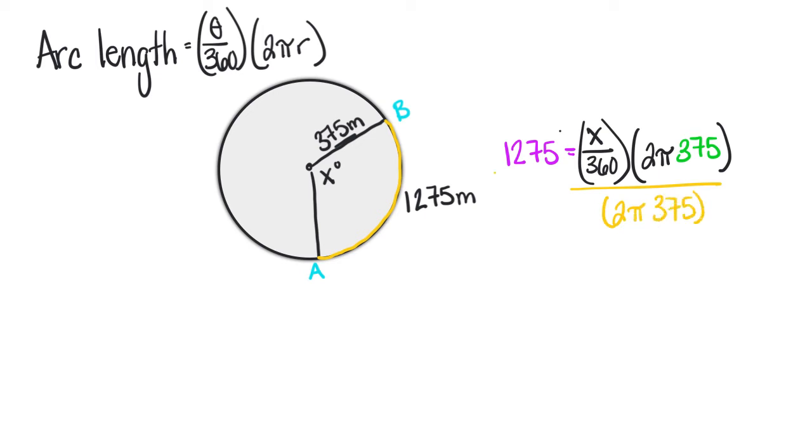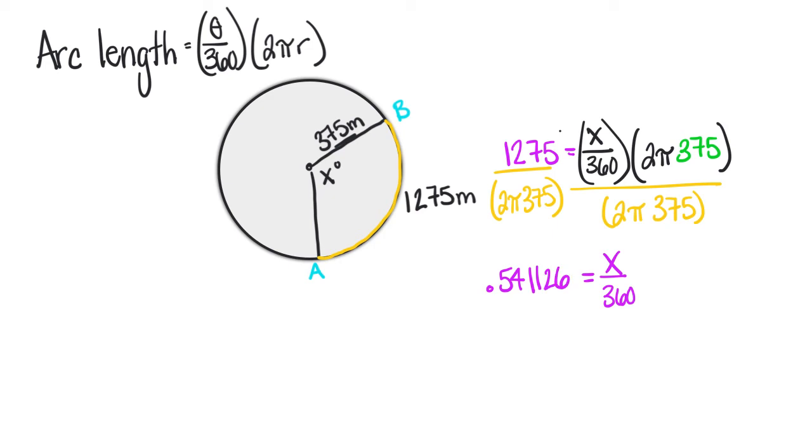Now when I'm solving this, I'm going to go ahead and first divide by this 2 pi 375 on both sides. Now when I do that, I want to make sure that I'm grouping all of that multiplication in parentheses when I'm dividing. If you do that correctly, you now have x over 360 on the right side of your equal sign set equal to a decimal of 0.541126.